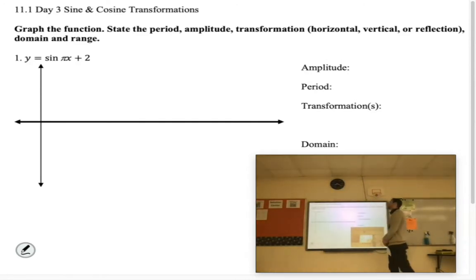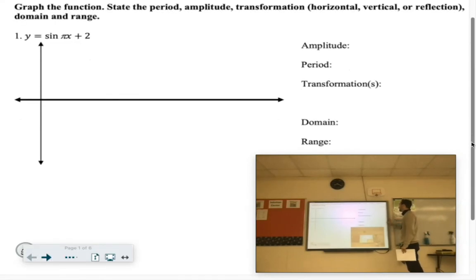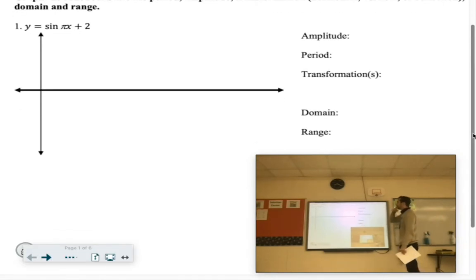So y equals sine pi x plus 2. All right, we need to state the period. All this stuff is over here. So let's just get at it. Now let's think about what changes we have here. There's no a listed, which means our amplitude is just going to be 1.